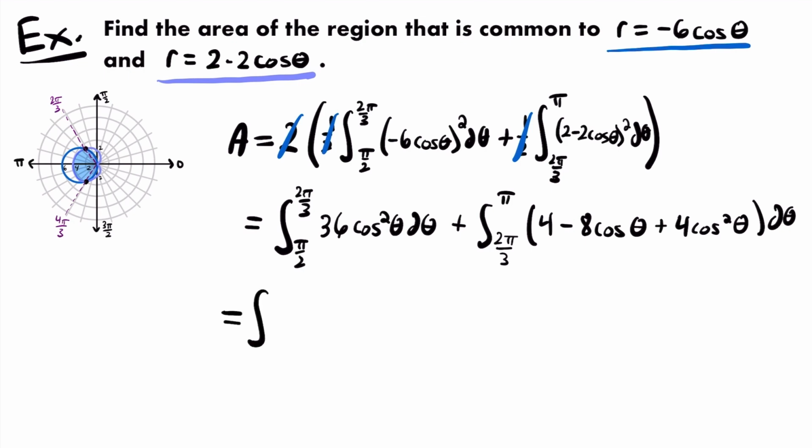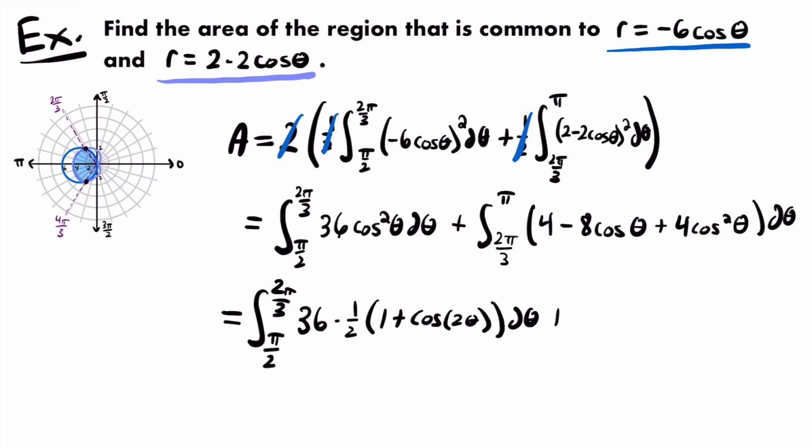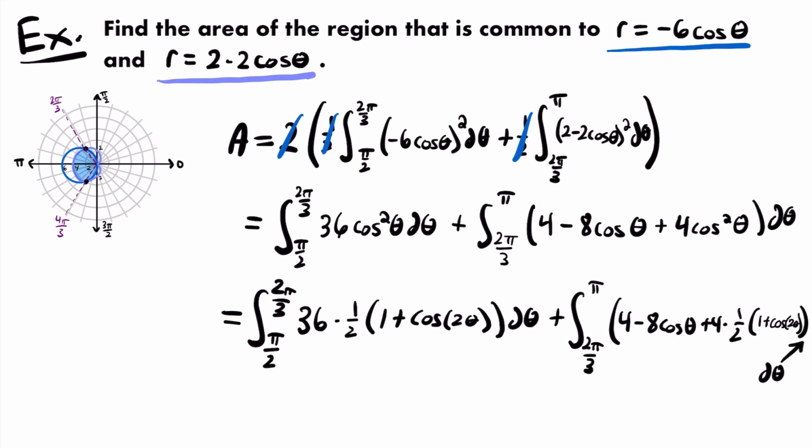This will be equal to the integral from pi divided by 2 to 2 pi divided by 3 of 36 times cosine squared theta, but we're going to rewrite it like this. We'll have 1/2 times 1 plus cosine of 2 theta d theta. And we'll do the same thing for this cosine squared theta as well. Okay, so we'll have plus the integral from 2 pi divided by 3 to pi of 4 minus 8 times cosine theta plus 4 times 1/2 times 1 plus cosine of 2 theta. And then there should be a d theta there, but I ran out of space. We'll take care of that with our next line of work.